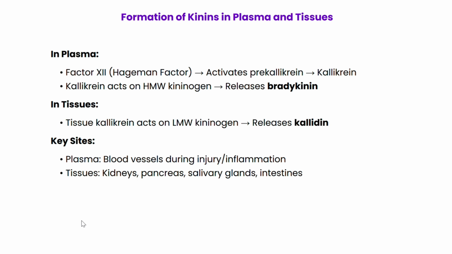In plasma, kinins are primarily formed when the Hageman factor, or factor 12, activates pre-kallikrein, converting it into kallikrein. Kallikrein then cleaves high molecular weight kininogen to release bradykinin. In tissues, kallikrein acts on low molecular weight kininogen to release kallidin. These reactions occur in various organs like the kidneys, pancreas, and intestines, highlighting the widespread importance of the kinin system.